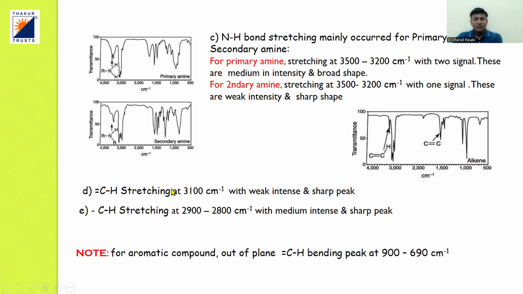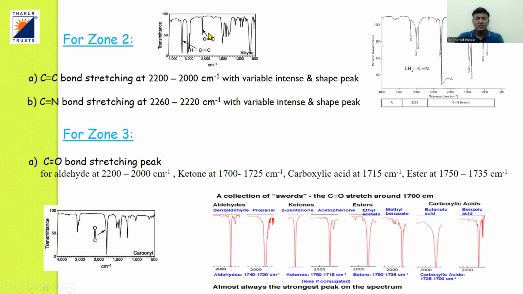Okay. The same for CH stretching, as I have mentioned. Double bond CH means aromatic frequency. There you can find more than 3000, and single bond less than 3000. Here you can see it. Okay. In zone 2, that is the triple bond region, I have already mentioned, it will show a very sharp peak and is very informative.